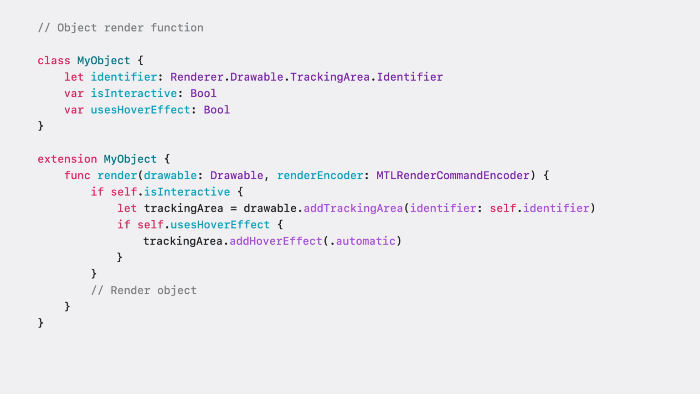In the tracking area registration code, I check if the object is interactive, and if it is, I register a new tracking area in the drawable with my object identifier. Be sure to keep track of unique identifiers for the life cycle of your objects. Then I check if the object has a hover effect, and if so, I add it with the automatic attribute. This means the system will automatically add a hover effect when the viewer looks at the object. Finally, I render it.